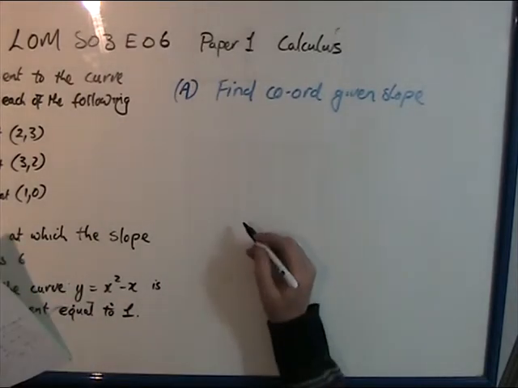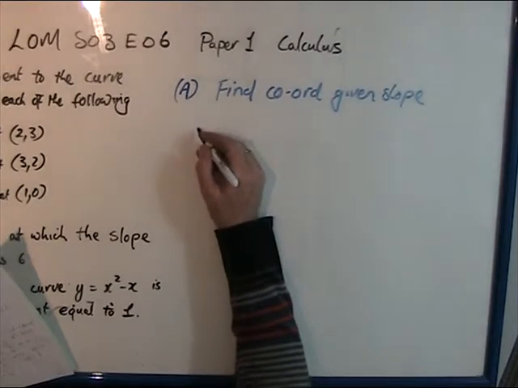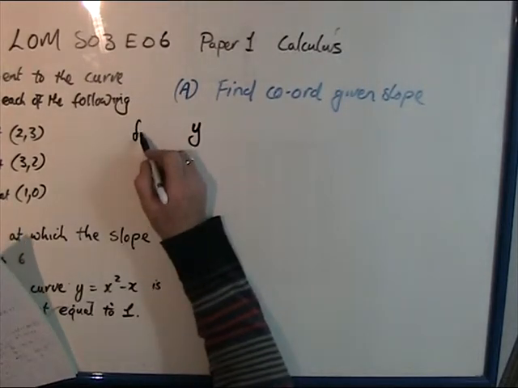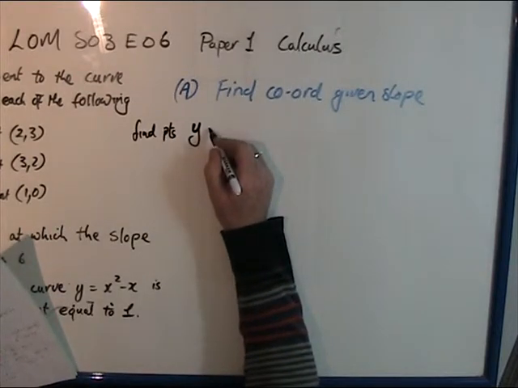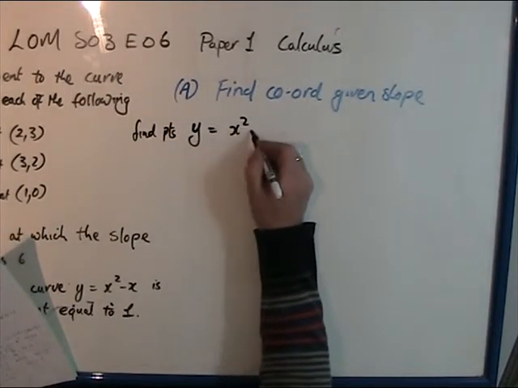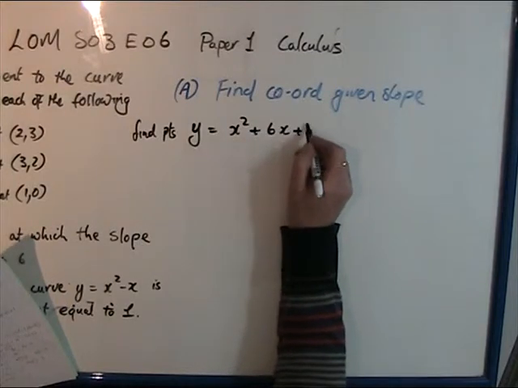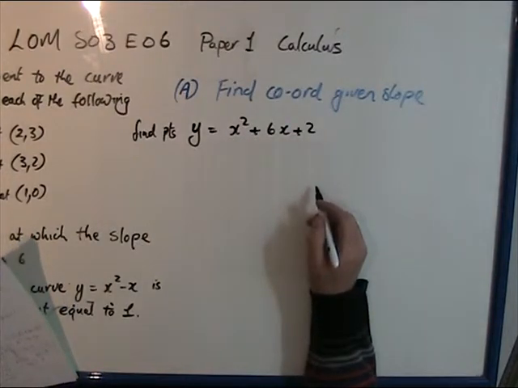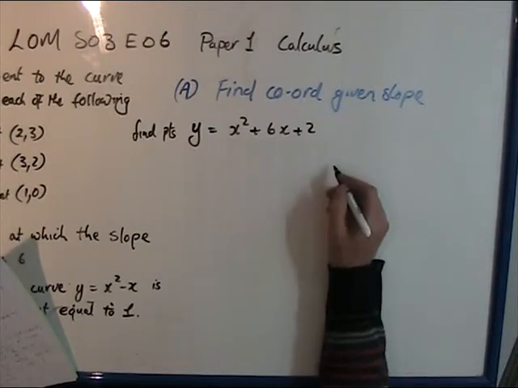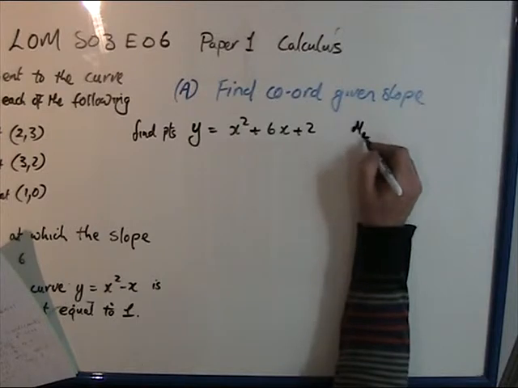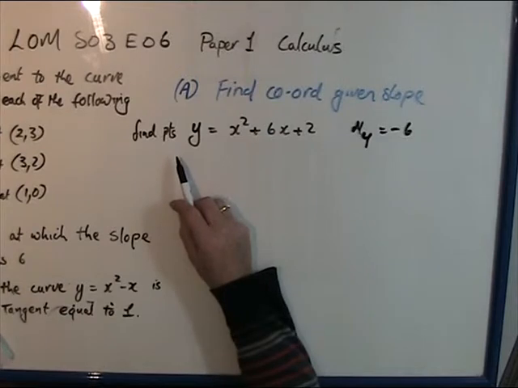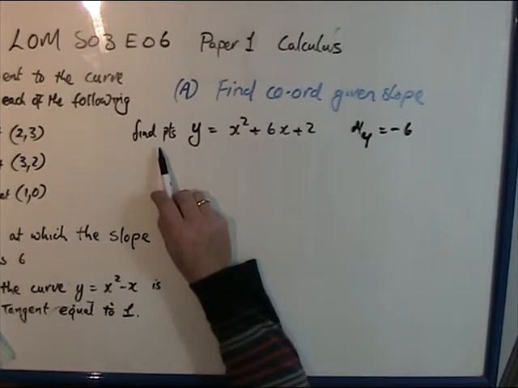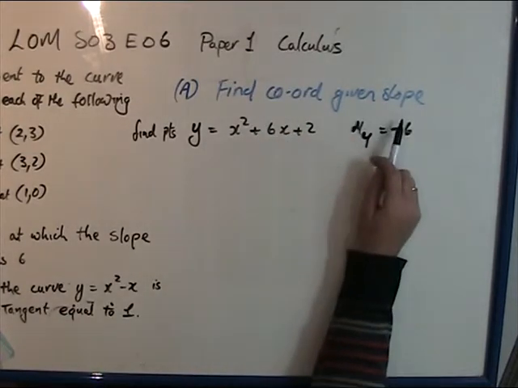Find the coordinates given the slope. Find the coordinates of the point on the curve y is equal to x squared plus 6x plus 2. Okay, it's a quadratic, as you know, at which the slope of the curve is equal to minus 6. So we're told to find the points, the coordinates, given the slope.